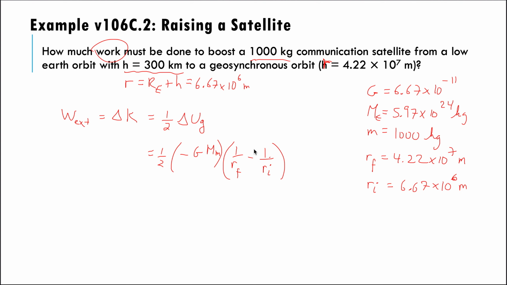So plug in all of these numbers in here, and we're going to get an energy of 2.52 times 10 to the 10 joules. So it requires a huge amount of energy to boost the orbit of a satellite.